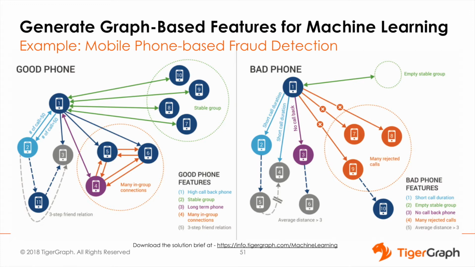Lastly, a good phone is often involved in 3-step friend connections, which means the good phone calls another phone, phone 2, which calls phone 3. The good phone is also in direct contact with phone 3. This indicates a 3-step friend connection, indicating a circle of trust and interconnectedness. Conversely, phone scammers tend to blast out huge numbers of calls, with few calls returned. They tend not to have stable groups.